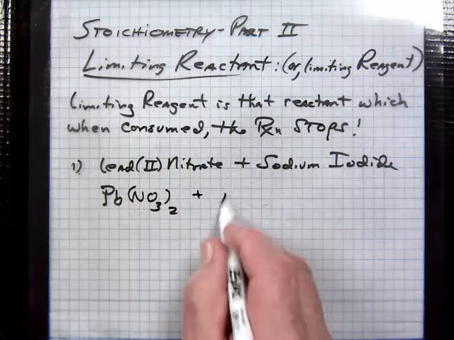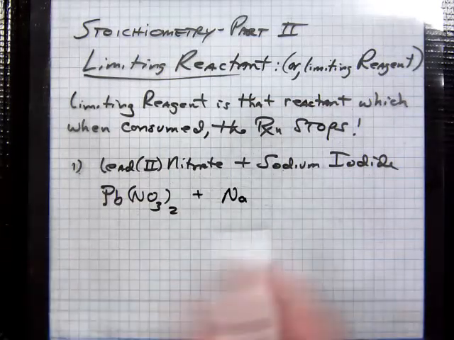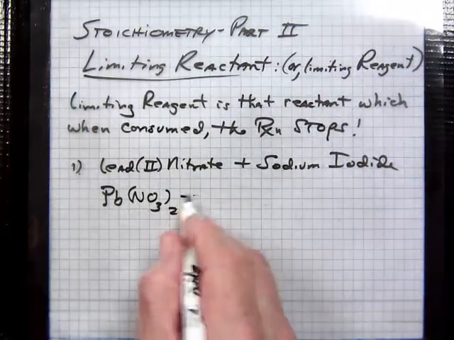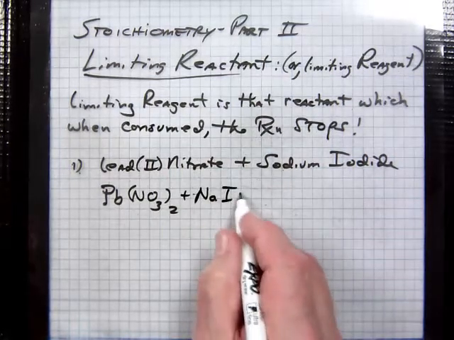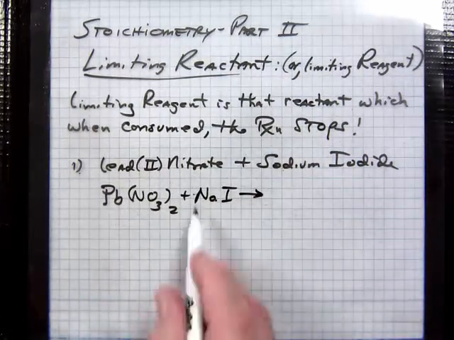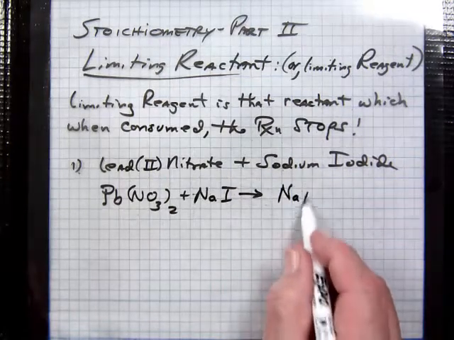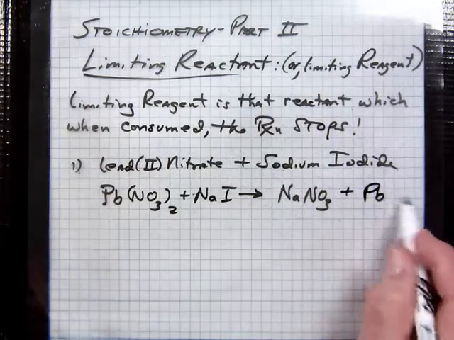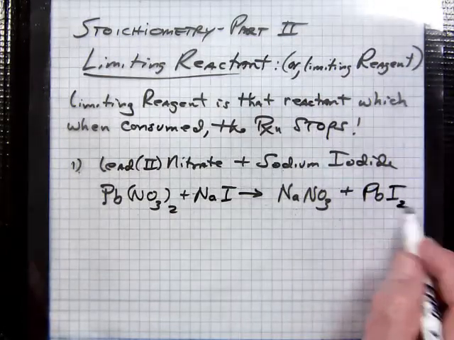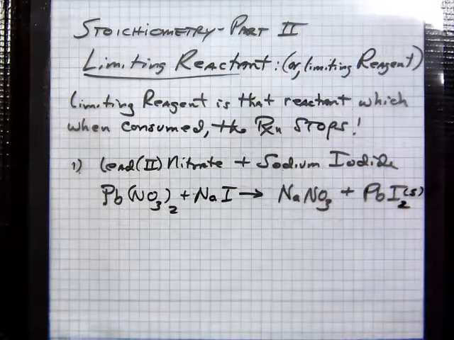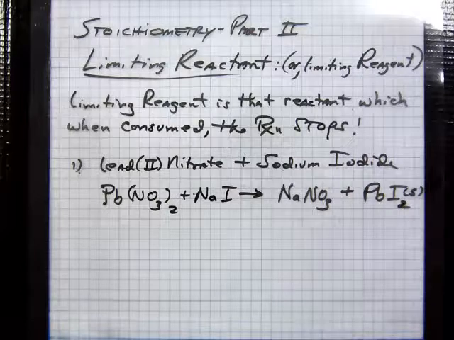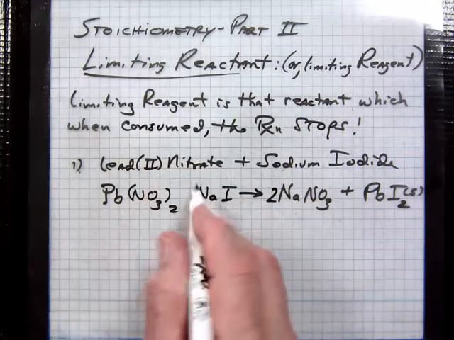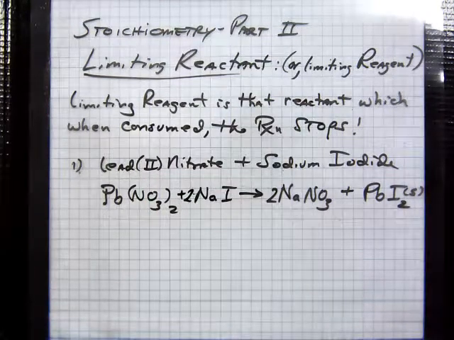Sodium is a +1, group 1, always a fixed charge. Iodide's a halogen, right there. Now we want to exchange ions, so it goes to sodium nitrate and lead iodide, PbI2, one of the happy halides, right? So there's our driving force. Everything else is aqueous, in solution, ionized. Balancing this, we need a 2 here and probably a 2 here. So now the reaction's balanced.